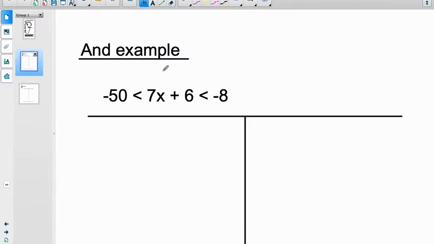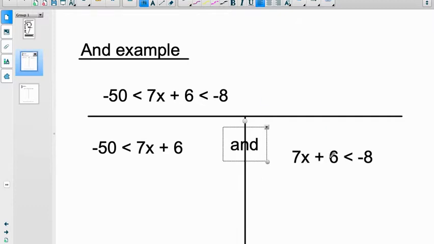So here is an and example without the word and written in it. So first step is to split it into two different problems. First, you take what's on the left, so the middle and the left number, and write it as one. And then you're also going to do the middle and the right. So now we have two separate problems separated by and.